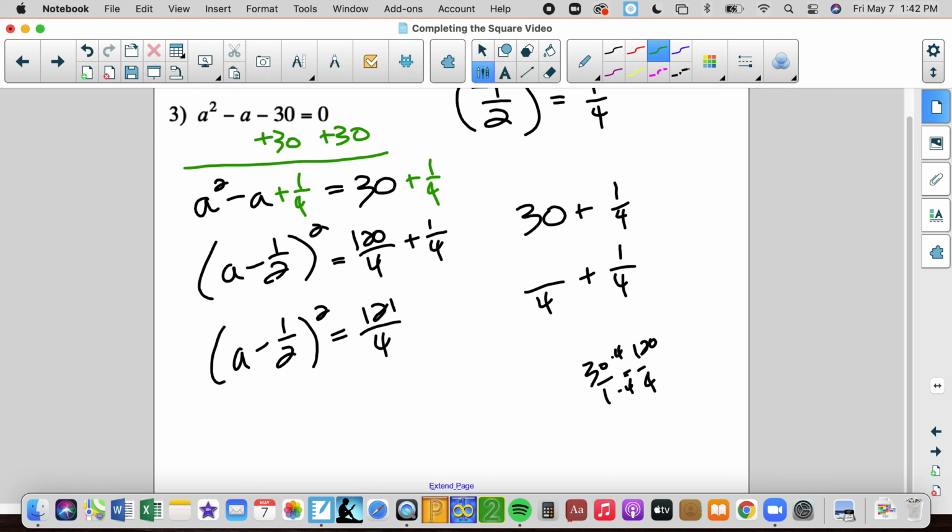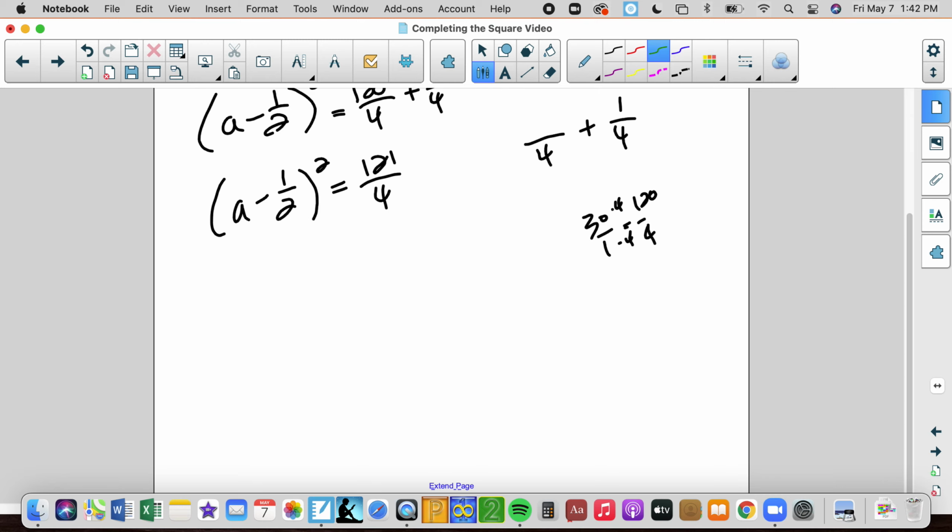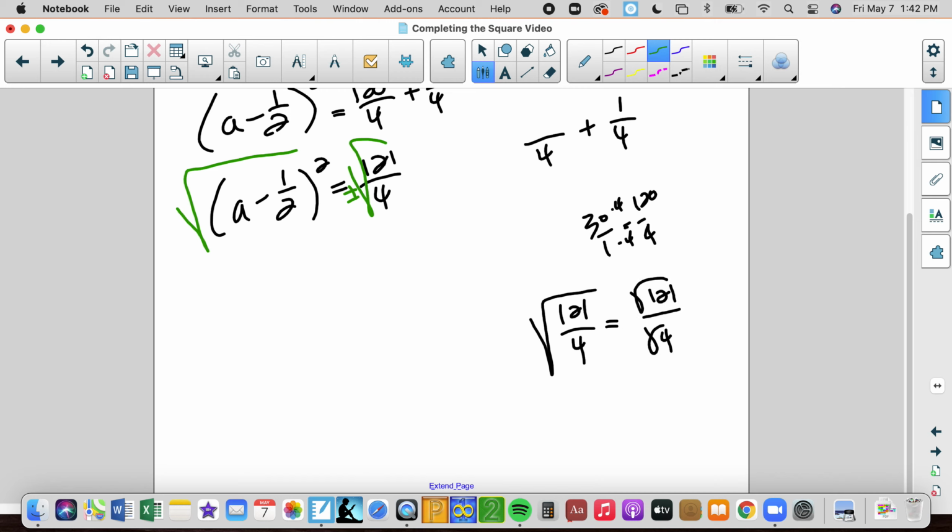Okay, now we've completed this square, and now I have to solve for the variable. I got to get rid of that radical. Now remember, with radicals, when we have a fraction in a radical, when they're being divided, I'm allowed to put them under their own houses. So I can separate those radicals. That's not a bad thing. All right, so square root of 121 is 11, square root of 4 is 2. So these cancel on the left side. You're left with a minus 1/2.